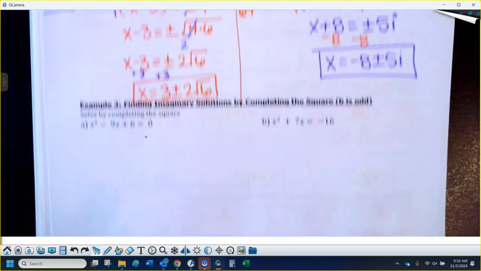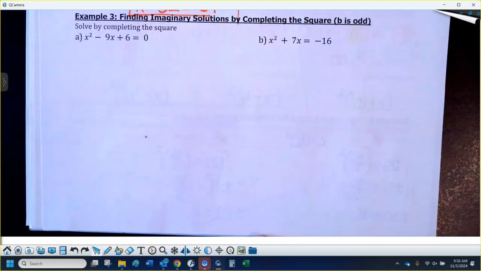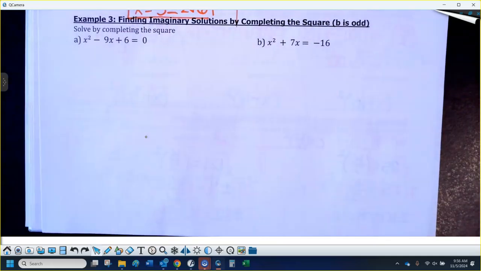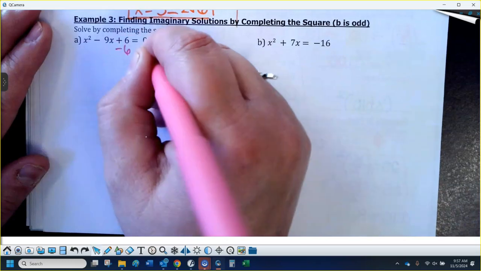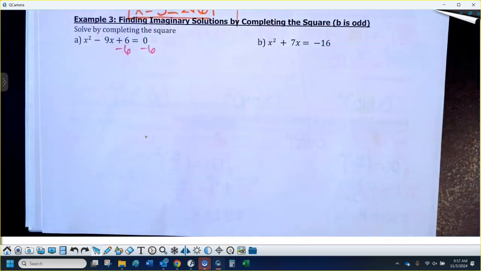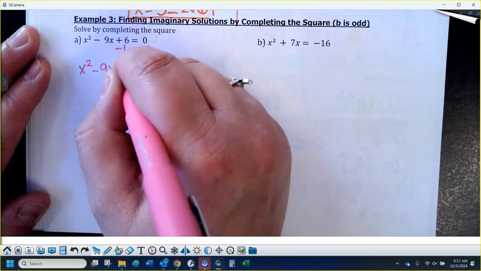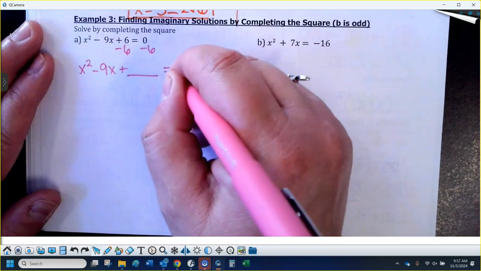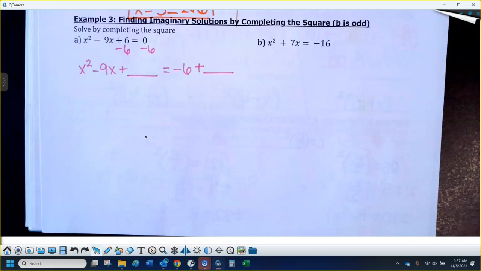Okay, now, these ones at the bottom, these ones are a little bit harder because the linear term, or the b value, is going to be an odd number, but the process is exactly the same. So I'm going to take this first equation and I'm going to keep the linear term and the quadratic term on the same side. So I have x squared minus 9x. I'm going to put plus a little space for myself to complete the square, and then I'm going to move that 6 by subtracting it, and then again I'm going to leave a little space to complete the square on the other side.